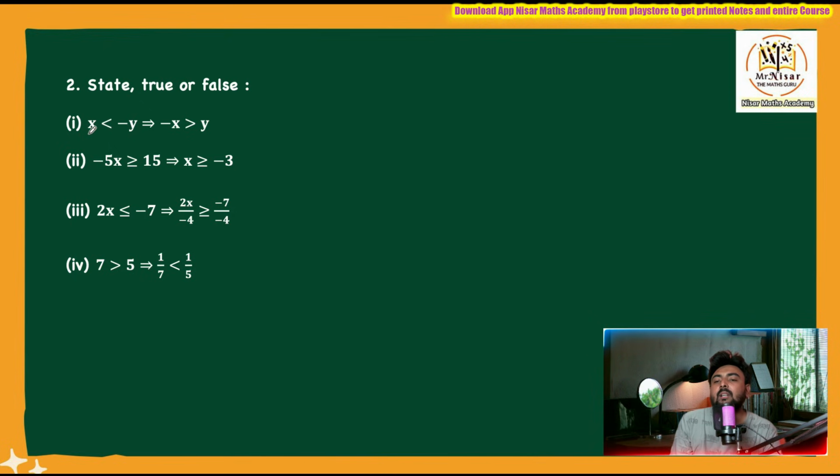Okay, now children, this is your question. What has been done is that we have changed the sign on both sides. The question was x is greater than minus y. Here on the solution side, this implies the solution.